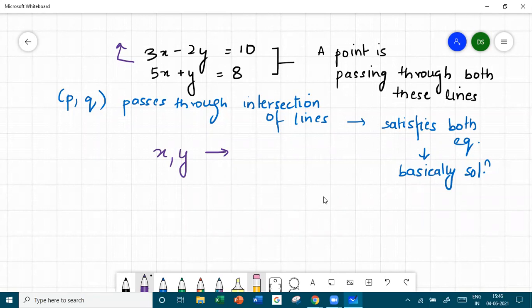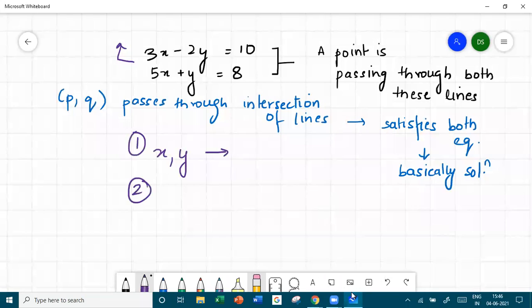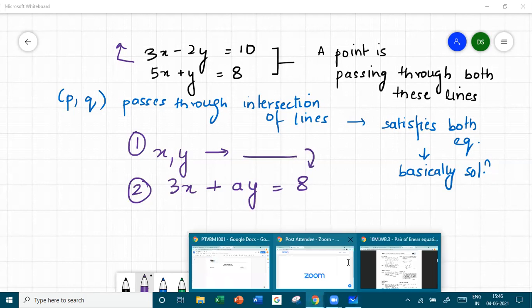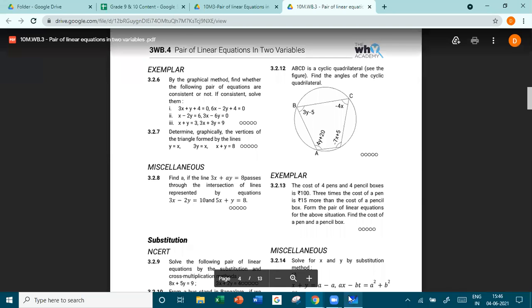So this is your first step of getting the values of x and y, and we still have one more step to go, which is you need to substitute the value of x and y in this equation, 3x plus ay is equal to 8. Whatever values you get here, substitute it in this equation, and then you will get your value of a.